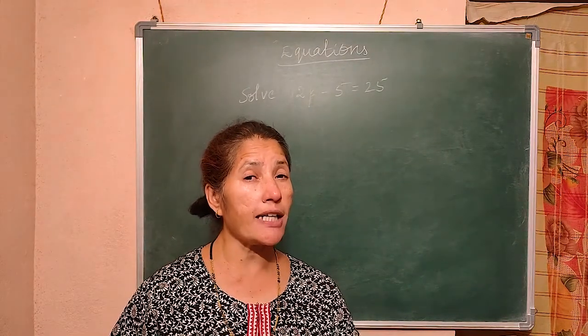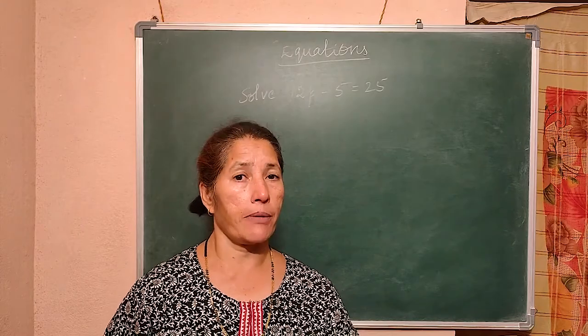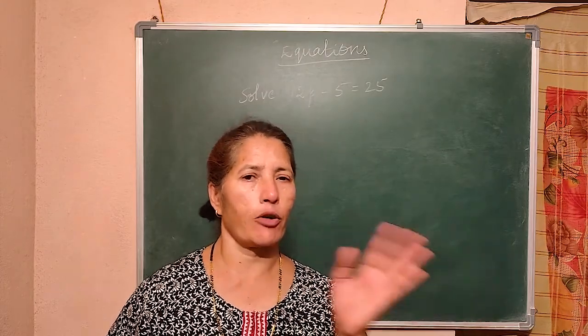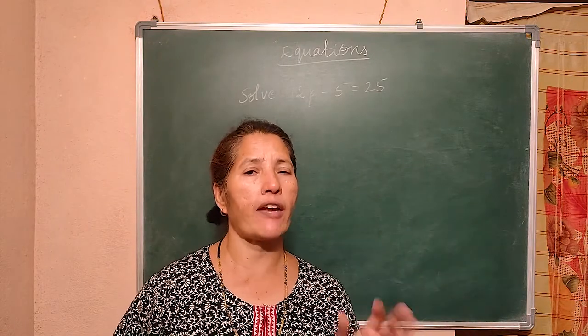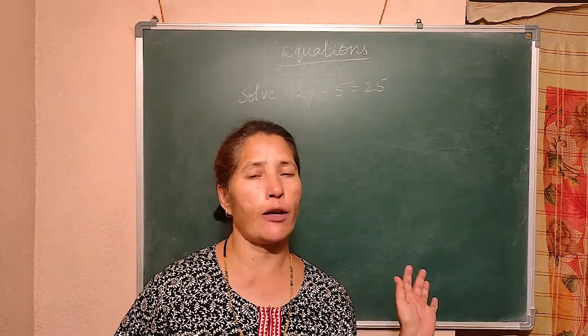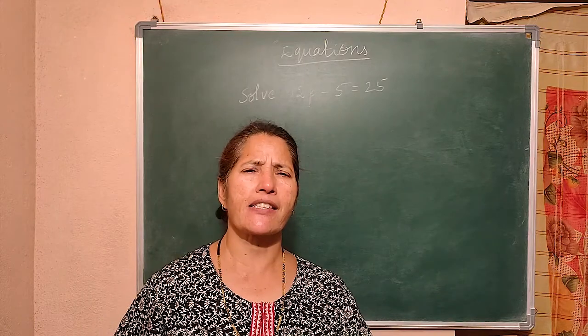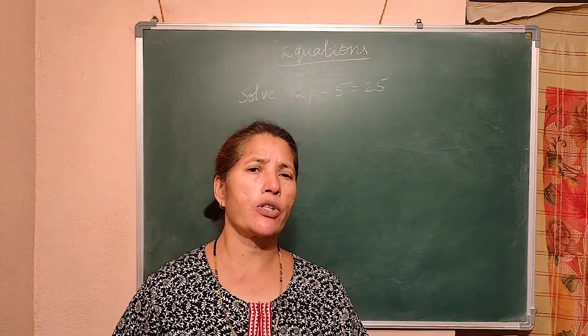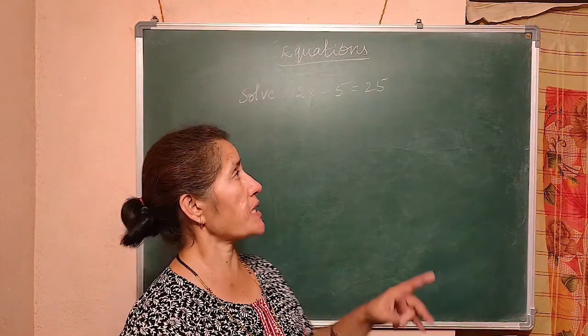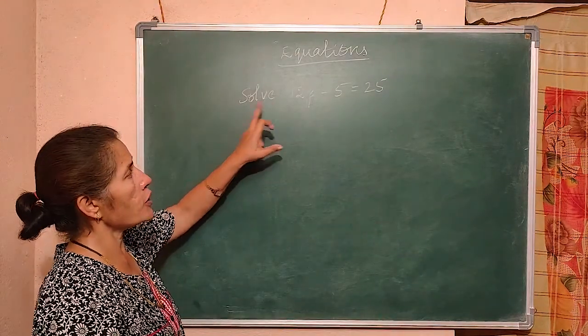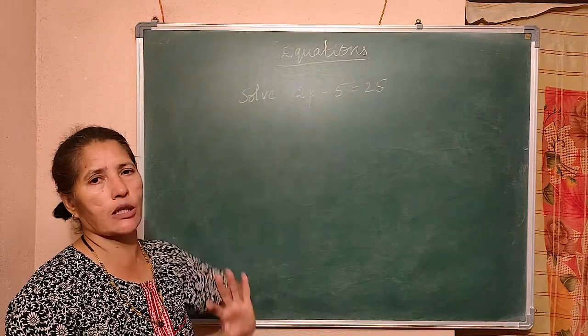And we solved for the unknown. Maybe there was A, B, C, D and so on. There was some unknown and we found out the value of it. And today let us study some more about solving the equations. So today's first question is solve 12p minus 5 is equal to 25.